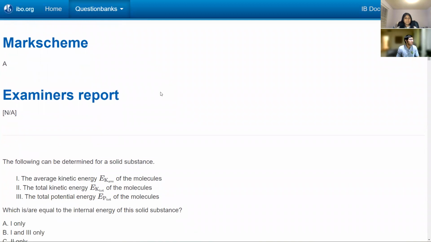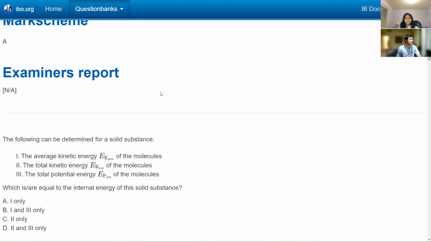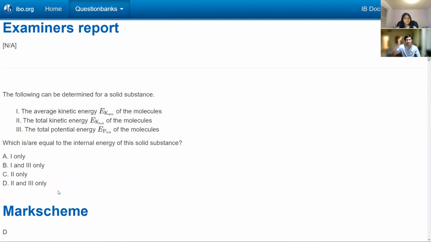The following can be determined for a solid substance, which is equal to the internal energy of this solid substance. What? 2 and 3 combined. Yes, 2 and 3. That's a very weird way of phrasing the question. It seems like usually with these questions it's like, which of these satisfy? It's 2 and 3 combined. Okay.